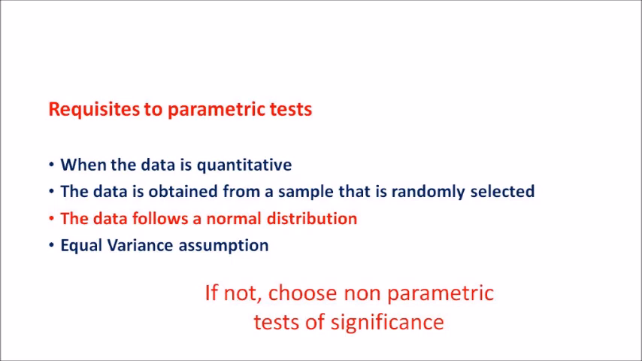Now let's see parametric tests. What are the requisites for a parametric test? When the data is quantitative, very important. Quantitative data follows a normal distribution, and the data should be obtained from a randomly selected sample, and there is an equal variance assumption. If our observations do not follow any of these criteria, we have to go for a non-parametric test of significance. Most importantly, we have to see whether it follows a normal distribution or not.